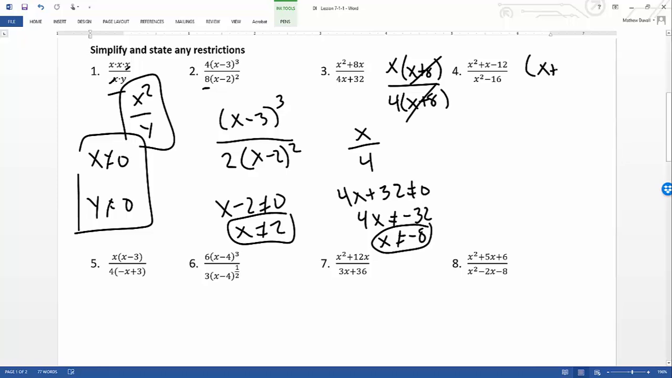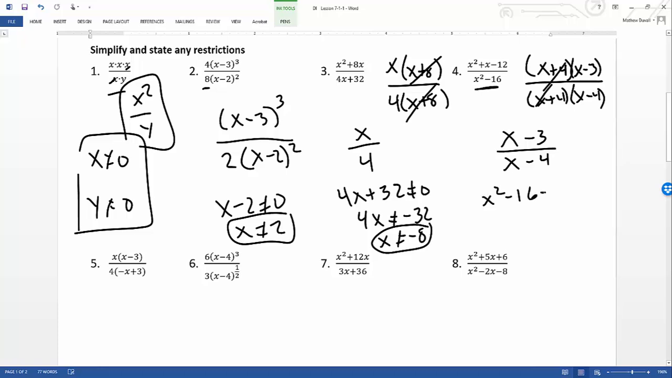here we get (x plus 4)(x minus 3) over (x plus 4)(x minus 4). The x plus 4's cancel out. So that's your answer. That's what it reduces to. But now set the denominator, so x squared minus 16 can't equal 0. X can't equal plus or minus 4.